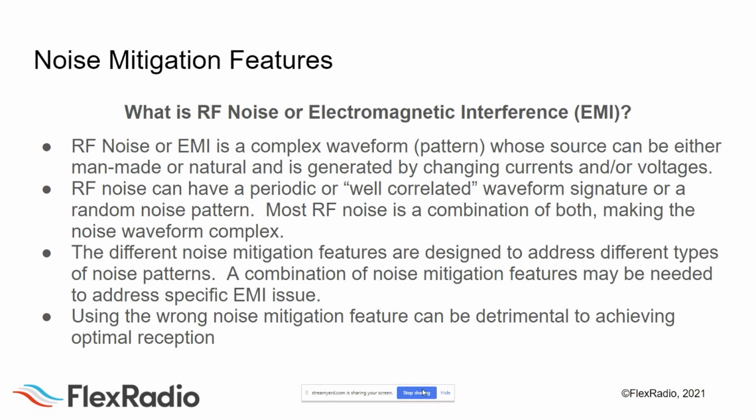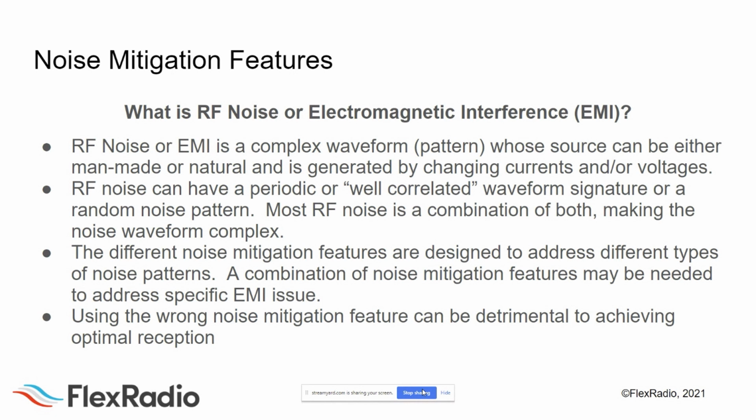Those two types of noise have completely different waveform signatures. The different noise mitigation features in the radio are designed to address these different types of noise patterns. So if you've got a periodic noise, you want to use a noise mitigation feature that's going to take care of periodic noise. Whereas if you have random noise, then you'll want to use the noise reduction feature, which is actually designed to address more random noise.